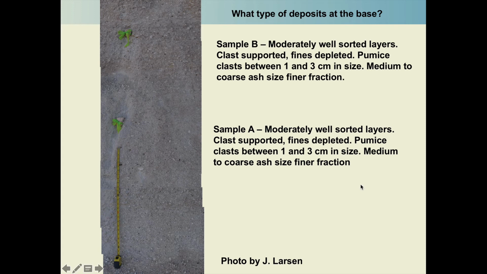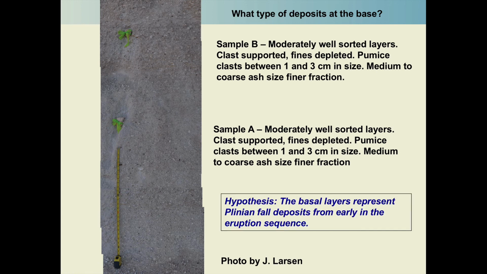Sample A is moderately well sorted, clast supported, fines depleted, has pumice clasts between 1 and 3 centimeters in size, medium to coarse ash size, finer fraction. Sample B is moderately well sorted, clast supported, fines depleted, pumice between 1 and 3 centimeters in size, medium to coarse ash size, finer fraction. So these are the samples that I collected for this exercise. So my hypothesis here is that the basal layers represent Plinian fall deposits from early in the eruption sequence.